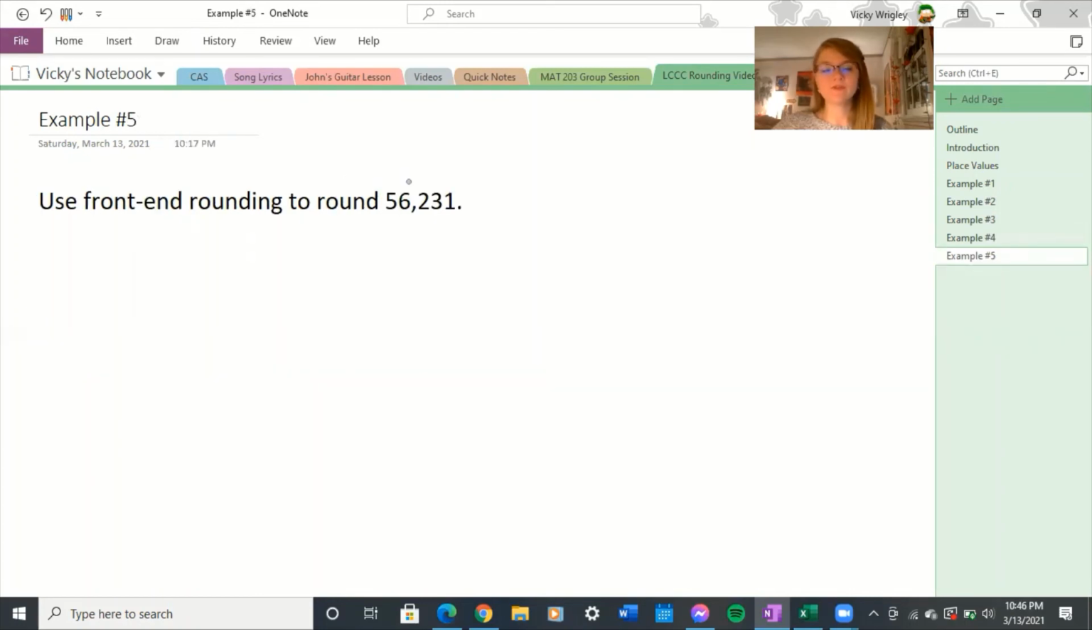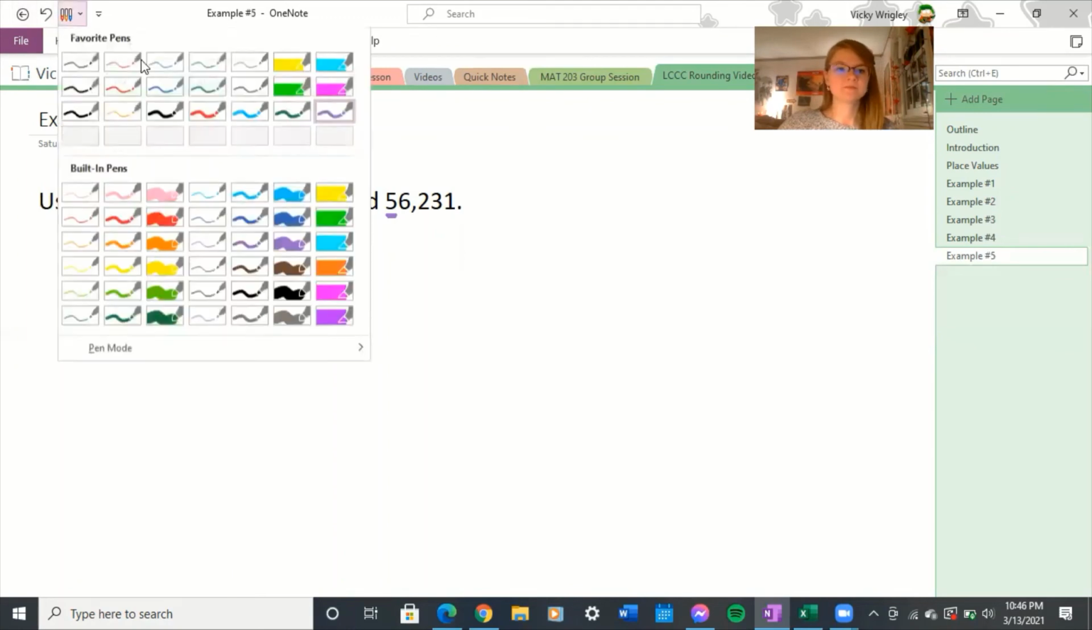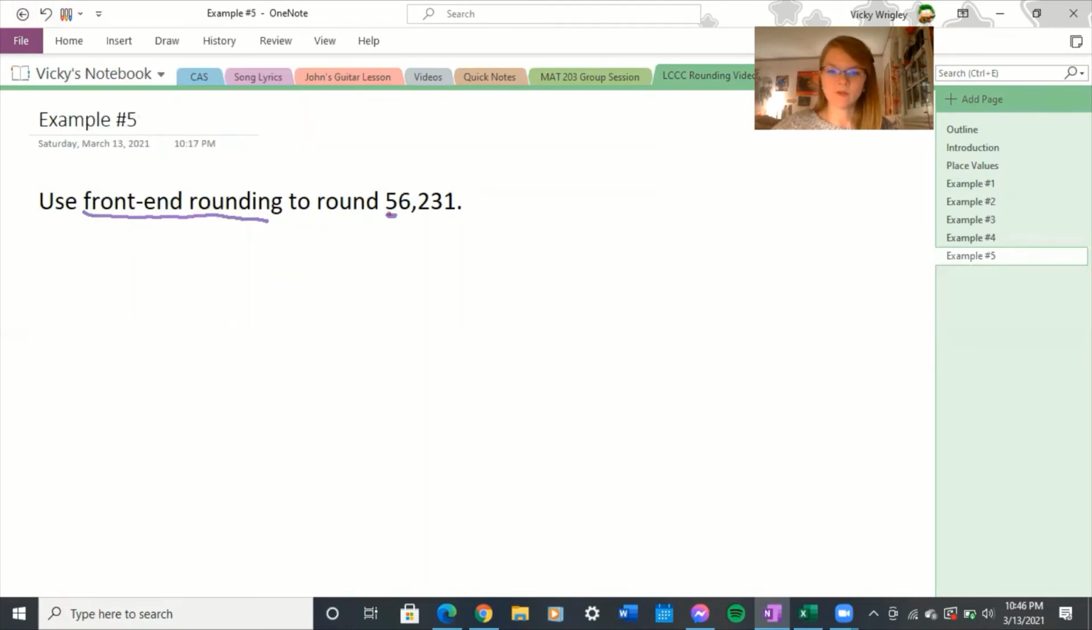Let's conclude with a final example of front-end rounding. Front-end rounding works exactly the same way as regular rounding, except you always round to the decimal place on the very left of your number. So for front-end rounding, you're always going to round this guy right here, the front of the number. I'll do that in red there. Always going to round the front number.